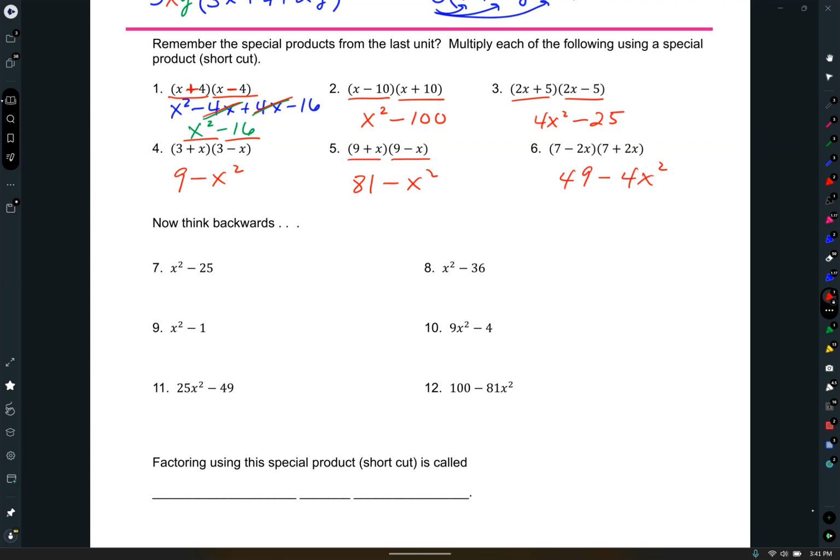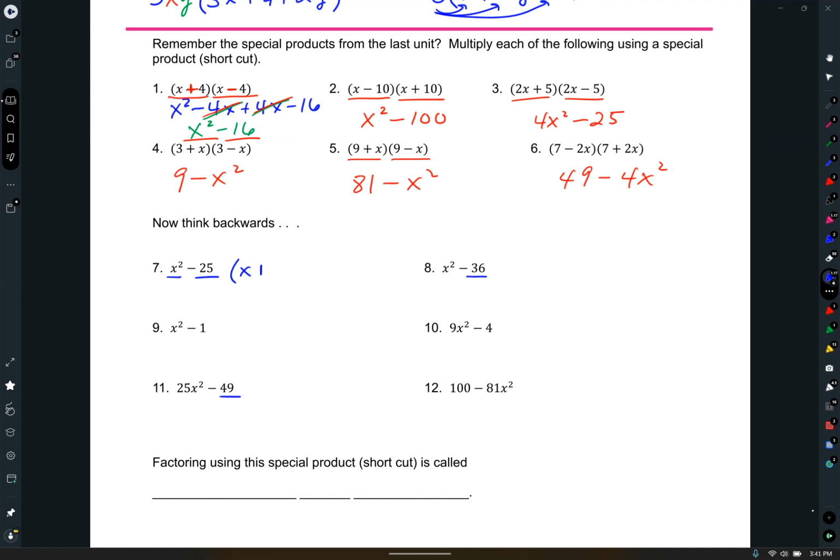All right. So now think backwards. If you recognize that what you're trying to factor is just two perfect squares. What do I mean by perfect squares? Well, 25 is a perfect square because it's 5 squared. 36 is a perfect square because it's 6 squared. 49 is a perfect square because it's 7 squared, okay? So I can see this is going to turn into the pattern above.